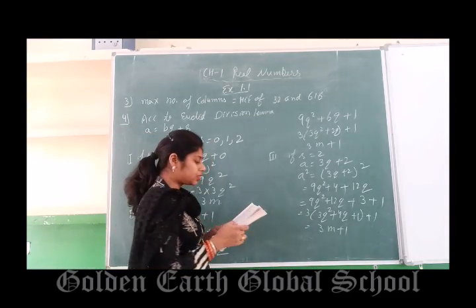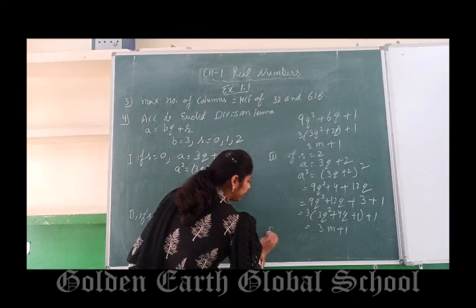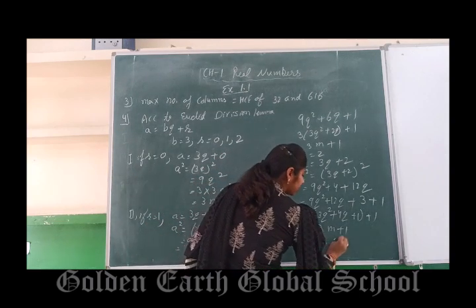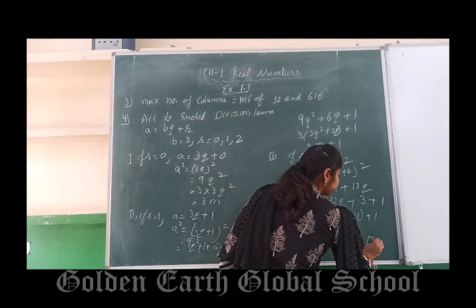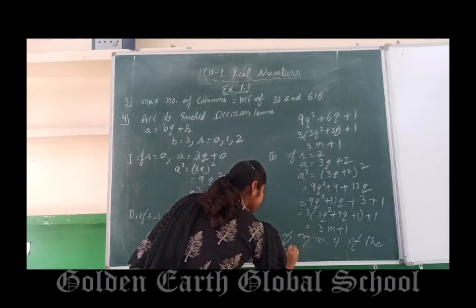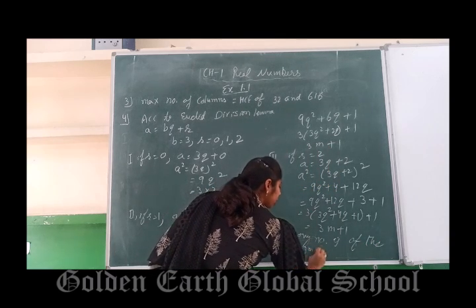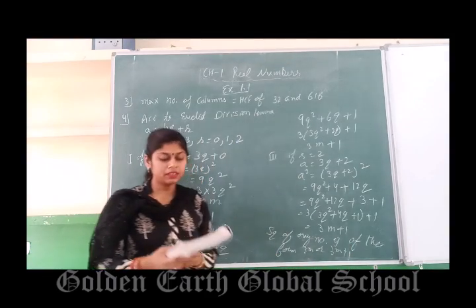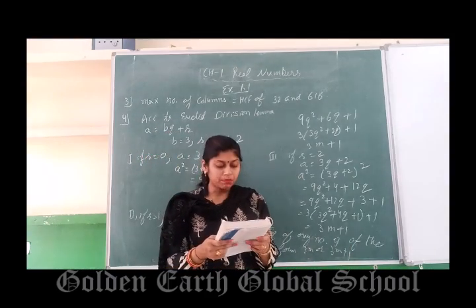So at the last you can write the complete line. Square of any number is of the form 3m or 3m plus 1. Clear? Next, question number 5.